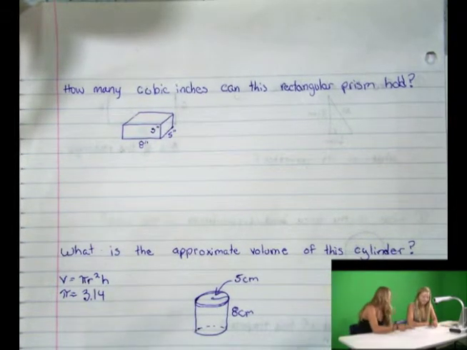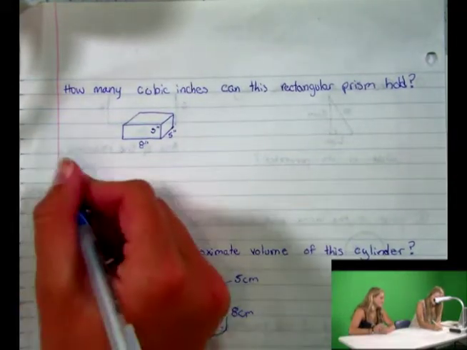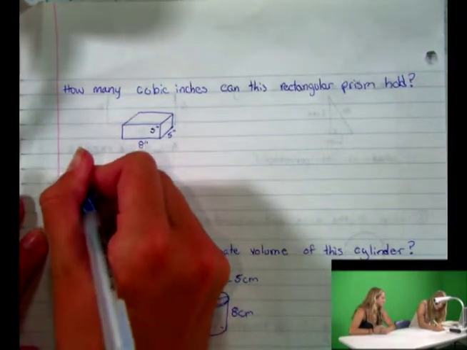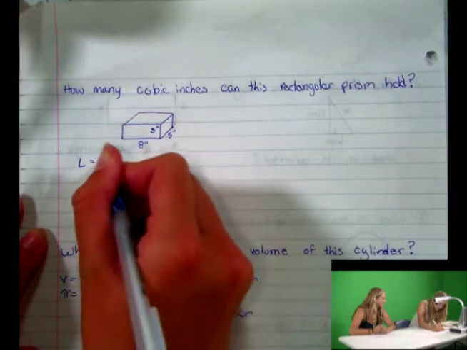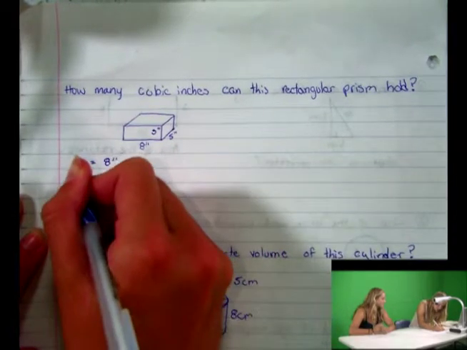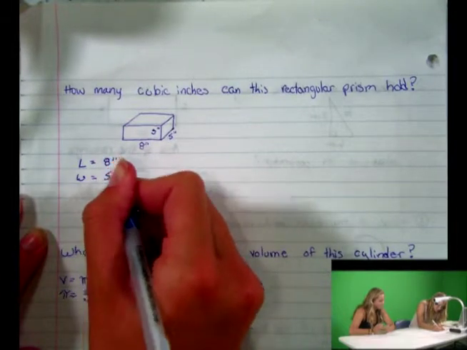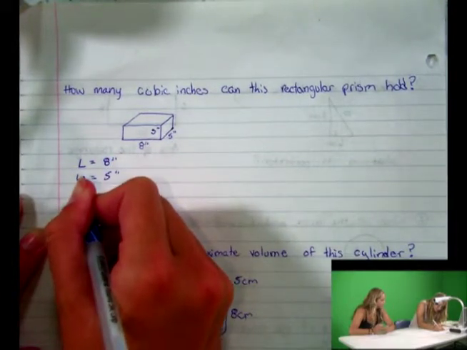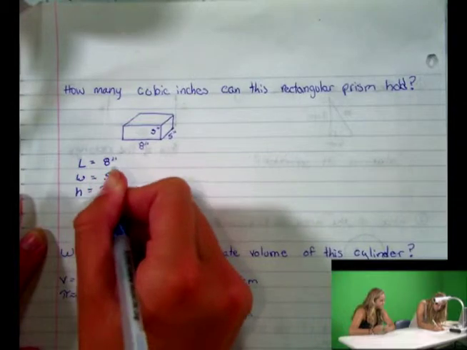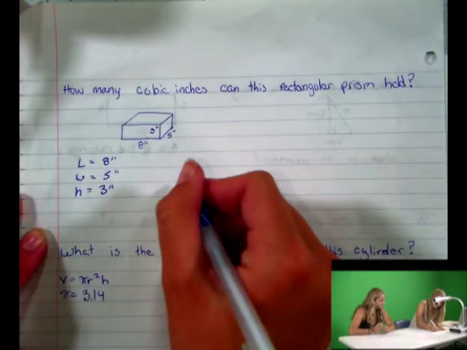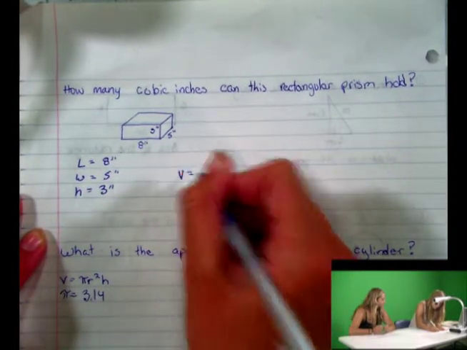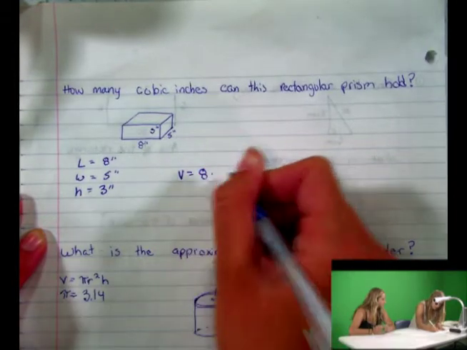I'll write it. No, you write it, yeah. Okay, so the length is 8 inches. The width is 5 inches. And the height is 3 inches. So, I guess to find the volume, we have to multiply them all together.